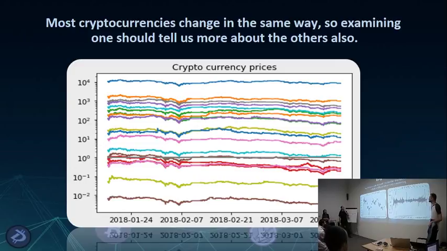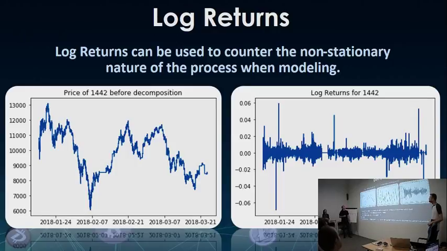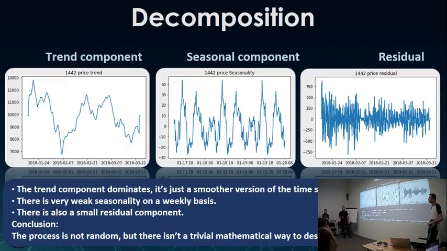One of the first things we did in our experiments was figuring out if we can make this process stationary in a simple way. And log returns seem to have been a very easy solution to the problem of non-stationarity. We also did seasonal decomposition. There's a function in the statsmodels package of Python that does this very easily. And once we did the decomposition, we noticed that there really isn't a strong seasonal pattern.